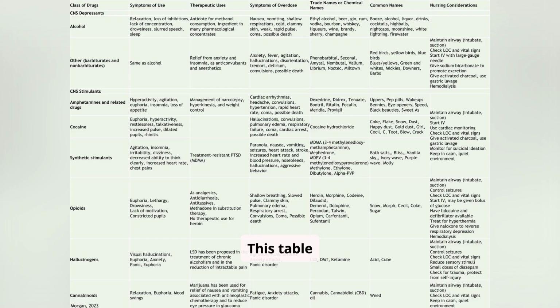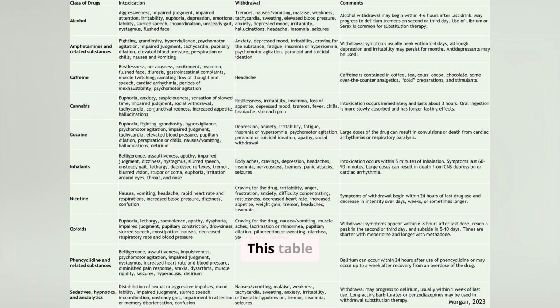This table summarizes different drug classes, their symptoms of use and therapeutic uses. It also lists symptoms of overdose and nursing considerations. This table summarizes the intoxication, withdrawal, and comments for different classes of drugs. It provides a quick reference for understanding the effects of various substances.